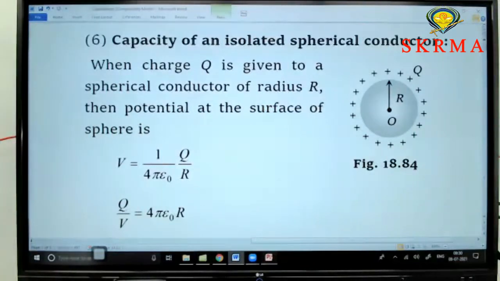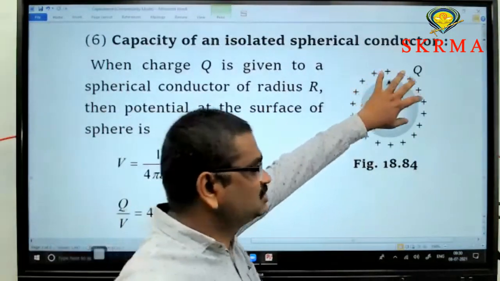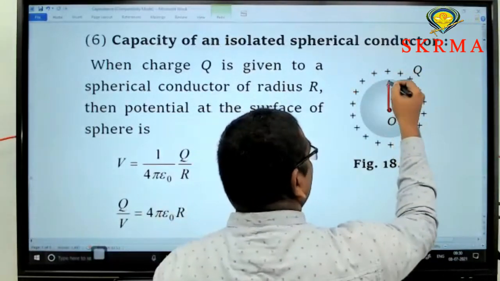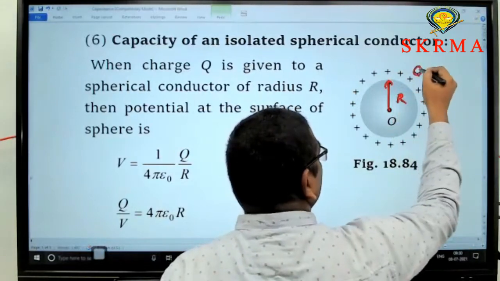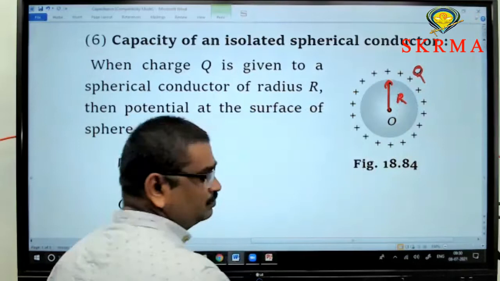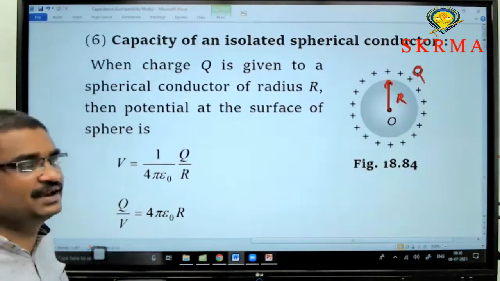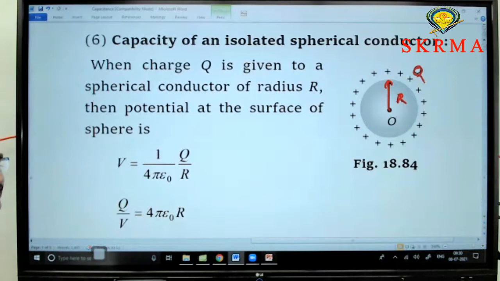Now, assume that here one sphere is there that has a positive charge on its surface. The radius of the sphere is given by capital R. The charge on the sphere is Q. Now, what is the voltage, the total potential, on that sphere?